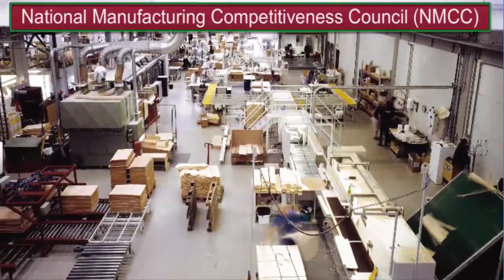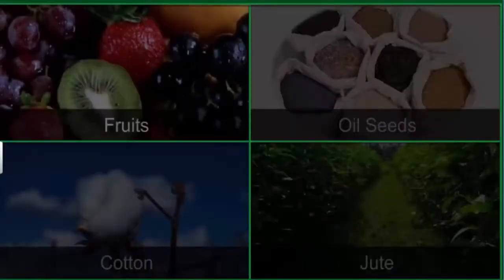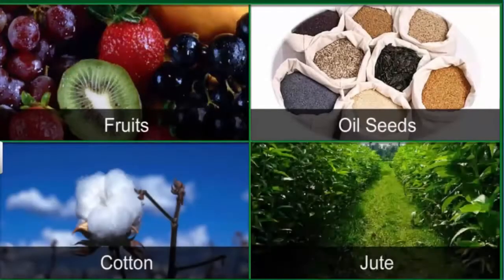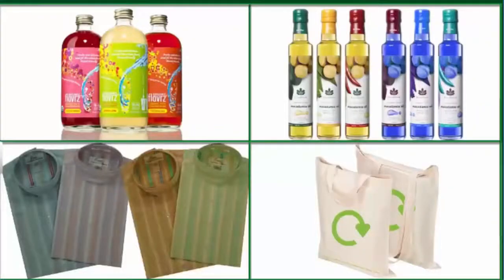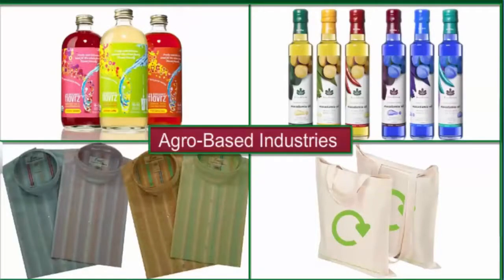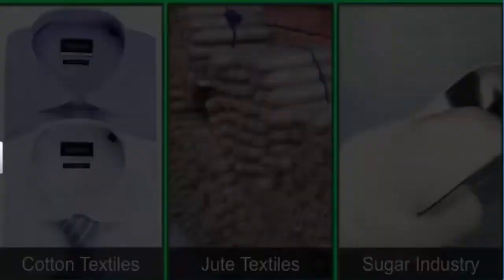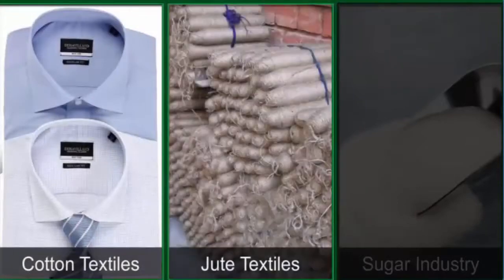Agricultural produce like fruits, oilseeds, cotton, jute, etc. act as raw material for a number of manufacturing industries called agro-based industries. The sugar industry and silk and woolen textiles are examples of agro-based industries. In this module, we will discuss the cotton and jute textiles and the sugar industry in detail.